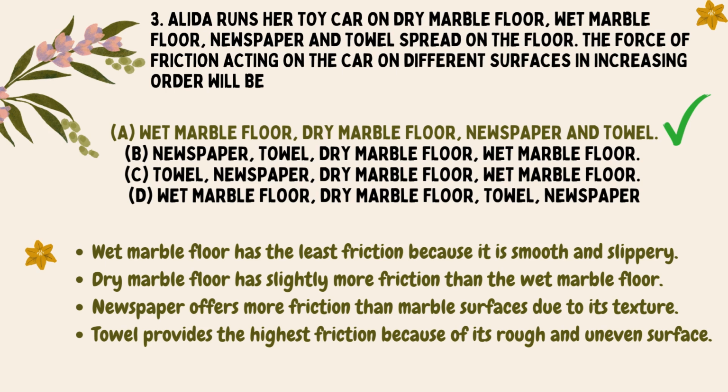Answer is A. Wet marble floor, dry marble floor, newspaper and towel. Here is how. Wet marble floor has the least friction because it is smooth and slippery. Dry marble floor has slightly more friction than the wet marble floor. Newspaper offers more friction than marble surfaces due to its texture. Towel provides the highest friction because of its rough and uneven surface.